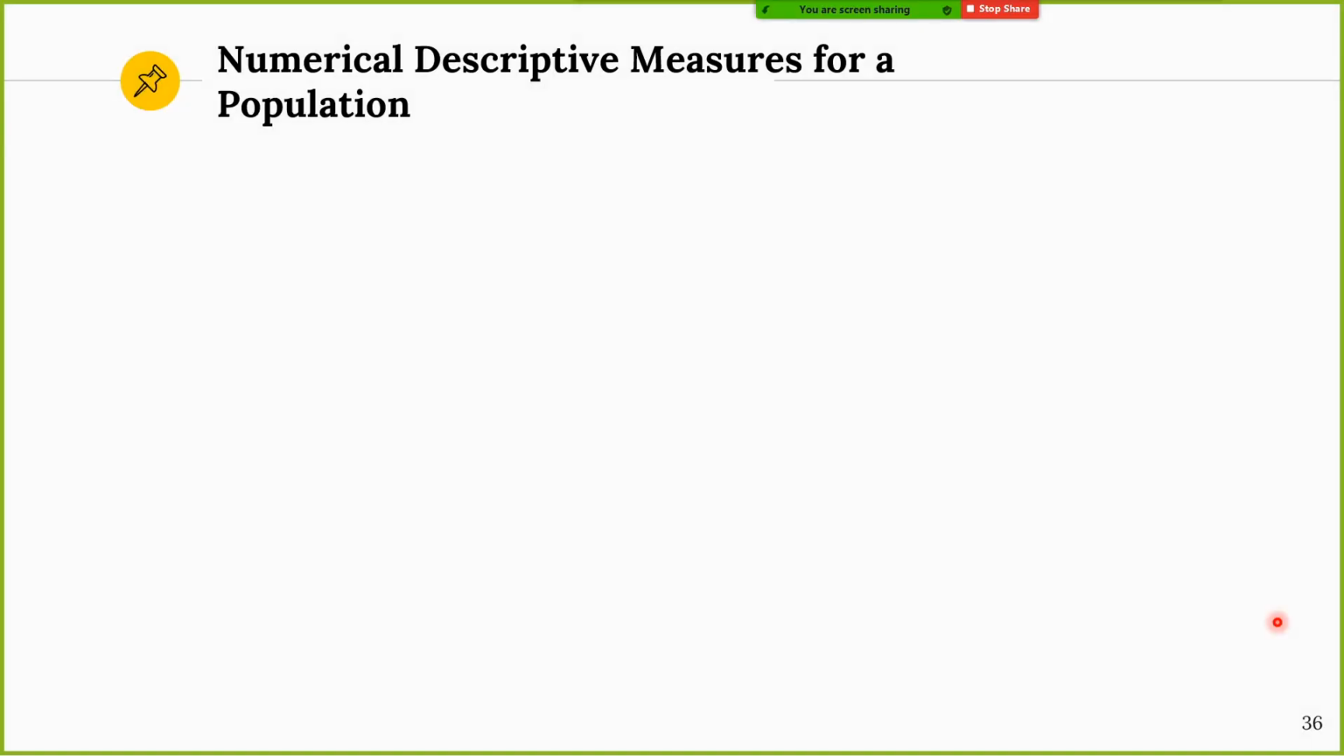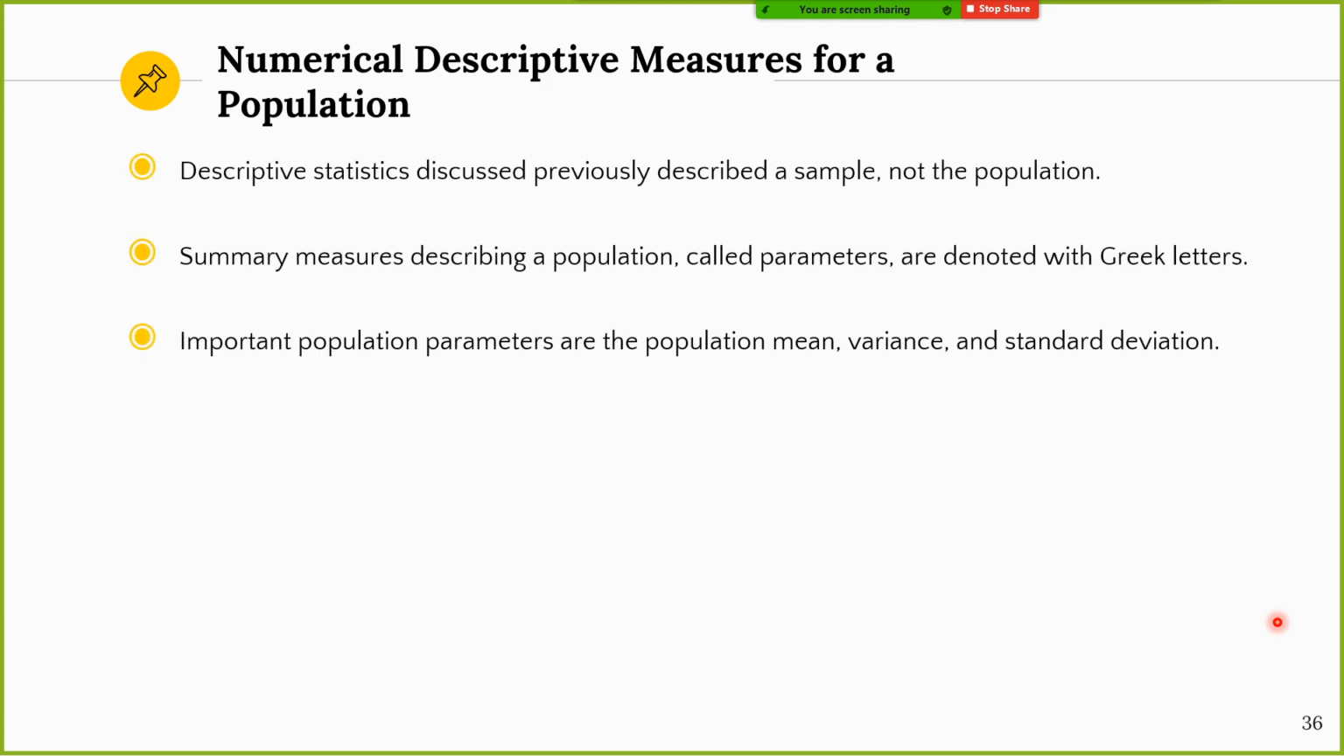Okay, the next is for population. Back then we talked about sample. From the sample, we calculate what we call the statistic. But for this case, we will have the measure for the population. The summary measure describing a population is called parameters.